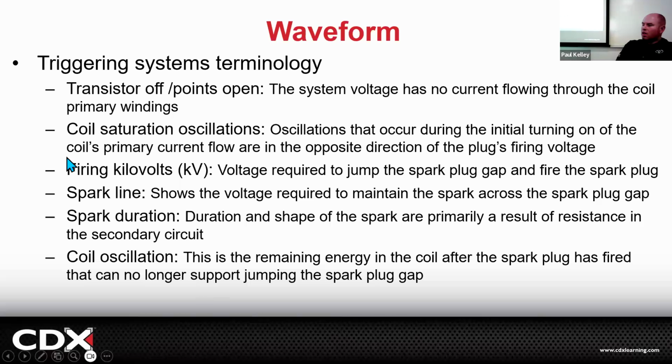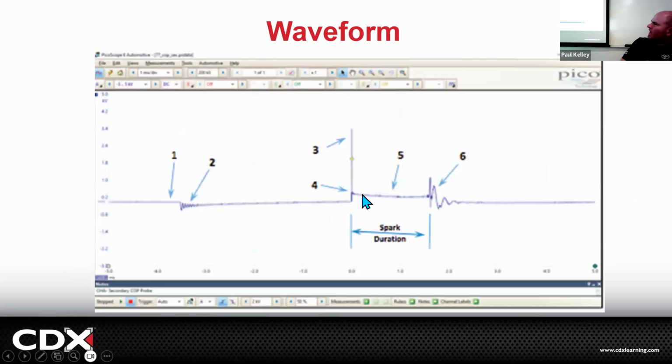Okay. Then if we look at the firing line, the firing kilovolts, that's the voltage required to jump the spark plug gap and fire the spark plug. Ooh, interesting. So that's this one. So the coil charged up and charged up and charged up. Then we disconnected, right? We disconnected the ground on the primary. And what's that going to do to that magnetic field? What's that magnetic field going to cause? A big induction into the secondary.